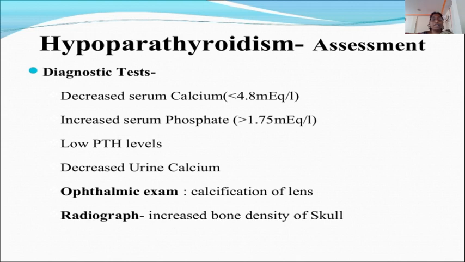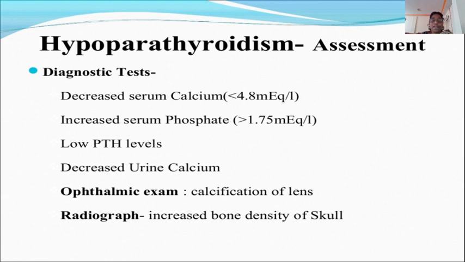Then the diagnostic tests. First we have to know the normal calcium levels. In hypoparathyroidism there is decreased serum calcium, decreased to 4.8 milliequivalents per liter, increased serum phosphate 1.75, low parathyroid levels, and decreased urine calcium. Always the calcium levels are decreased and phosphate levels are increased.